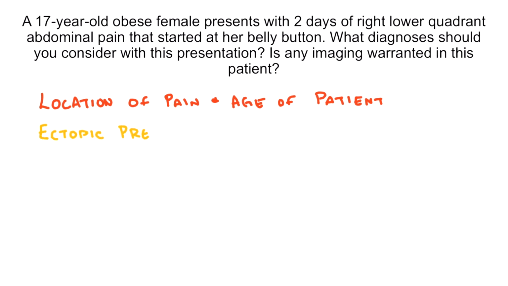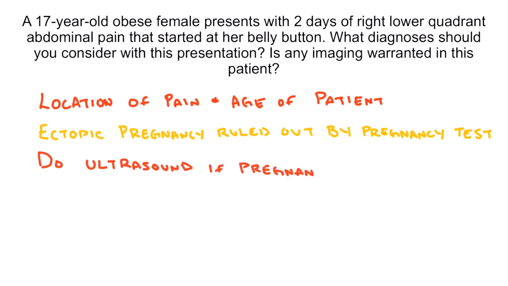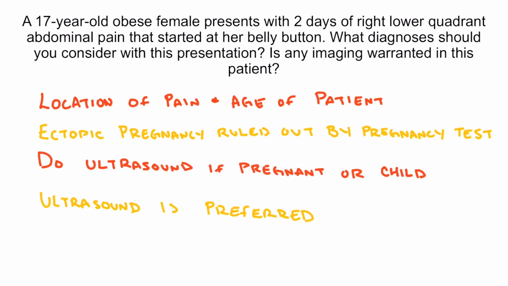Ectopic pregnancy cannot be ruled out just by the history, so a urine pregnancy test must be done prior to imaging. If a question describes a female patient with lower quadrant pain, a pregnancy test is always performed before ultrasound or CT scan to rule out ectopic pregnancy. Then, if imaging is required, ultrasound is preferred for pregnant patients and children due to the contrast toxicity and radiation exposure that CT scans have. Here, ultrasound would be the preferred imaging. These concepts should be very clear to you when you work up a suspected appendicitis.